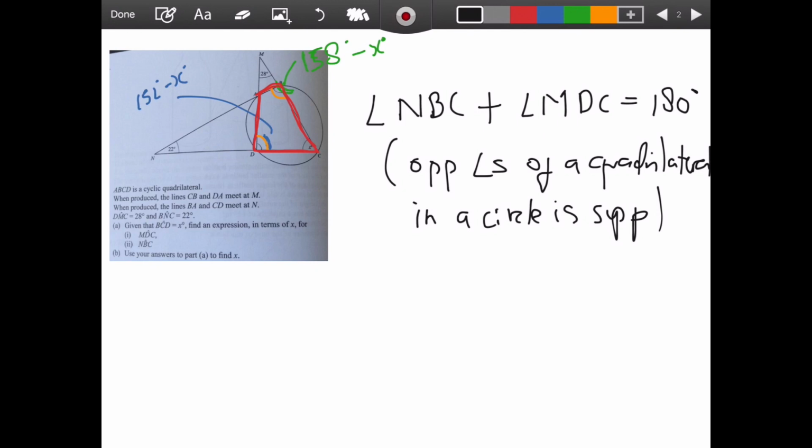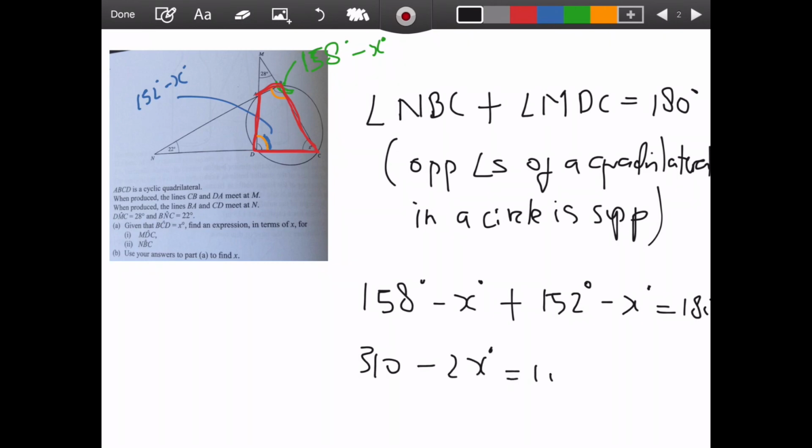Okay, so we can just put here NBC is 158 minus x, then you plus MDC, which is 152 degrees minus x degrees, equal to 180 degrees, right? So x and x, 158 plus 152, this is 310, minus 2x degrees equal to 180. So 2x degrees is equal to, remember the algebraic rule.